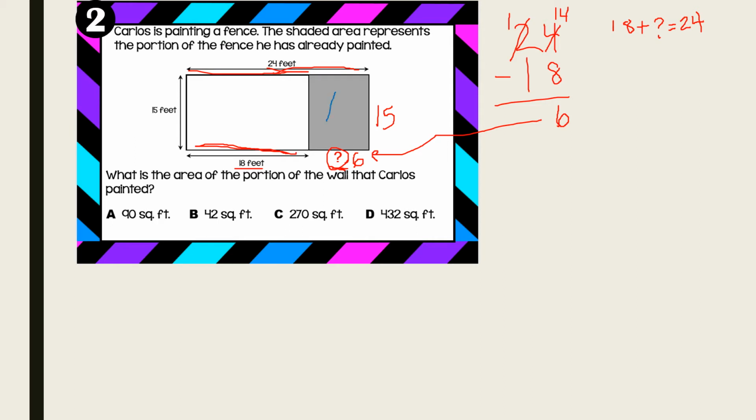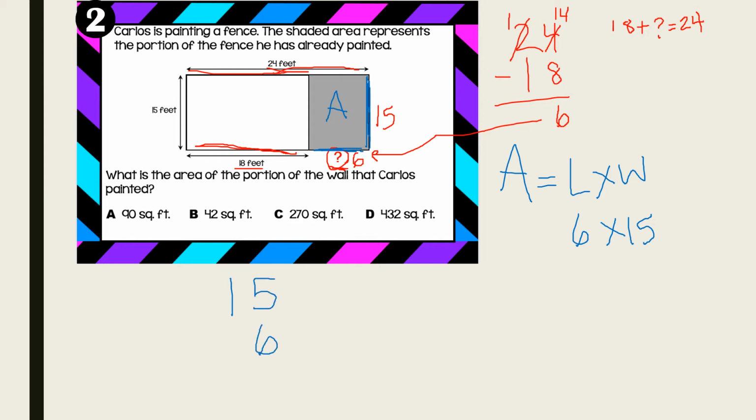Now I need to find the area. I know area equals length times width. I can see here the length. Remember, it doesn't really matter which side you label length or width. Just pick one. But I can see that the length is 6 and the width is 15. So I'm going to multiply 15 times 6. The strategy I'm going to use is butterfly or standard algorithm.